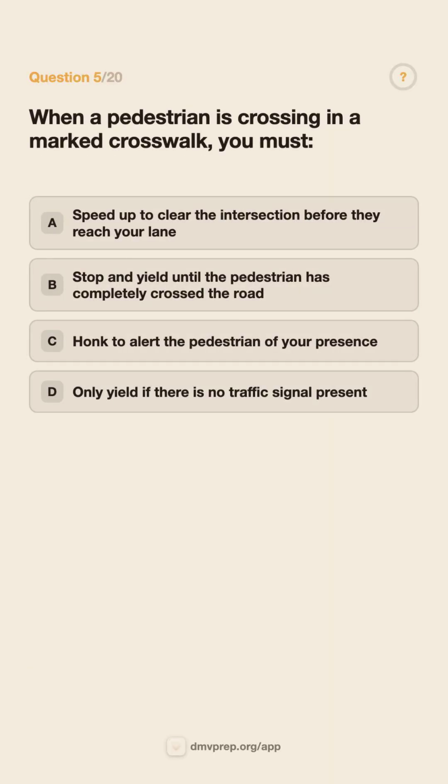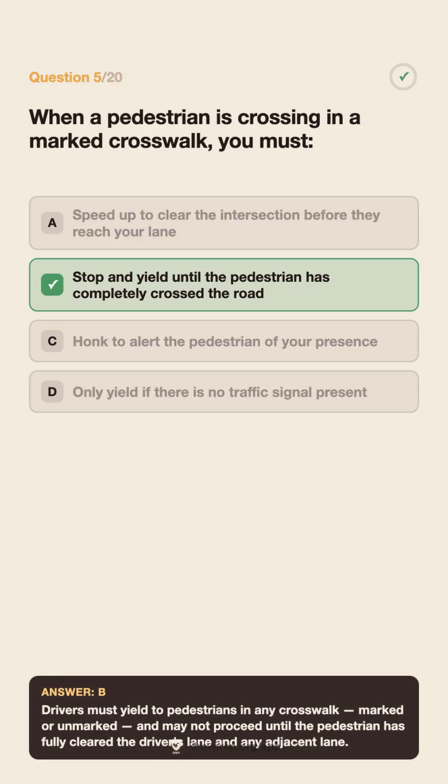Question 5. When a pedestrian is crossing in a marked crosswalk, you must A. Speed up to clear the intersection before they reach your lane. B. Stop and yield until the pedestrian has completely crossed the road. C. Honk to alert the pedestrian of your presence. D. Only yield if there is no traffic signal present. The correct answer is B. Drivers must yield to pedestrians in any crosswalk, marked or unmarked, and may not proceed until the pedestrian has fully cleared the driver's lane and any adjacent lane.